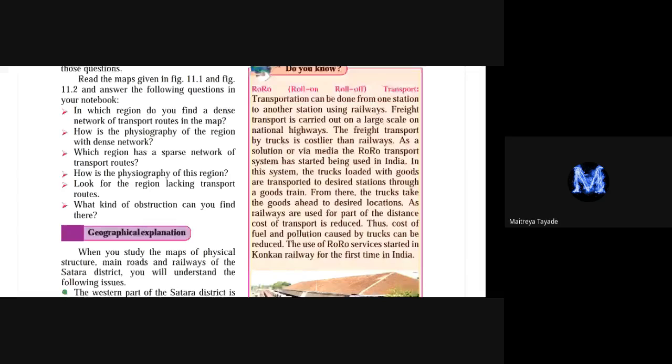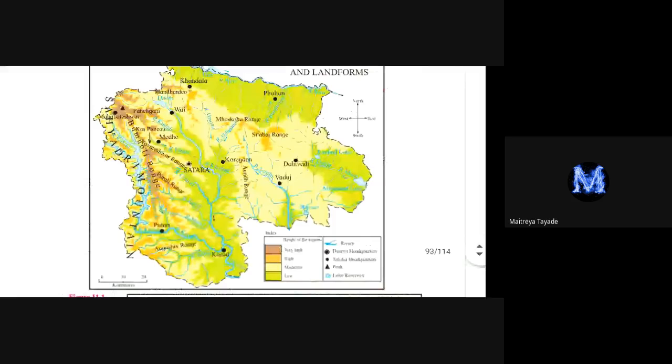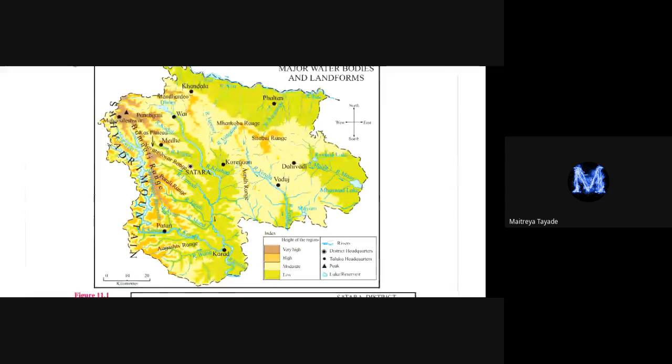Okay guys, let's see the first map. In the first map you can see the region in brown color. Look at the index here: the height of the region is very high where it is dark brown. Orange color is a high region, which means there is a hilly region. Yellow is moderate height, and low is the somewhat greenish color, right? So in the greenish color the height of that area from sea level is low.